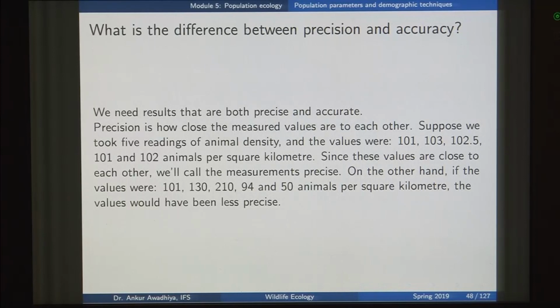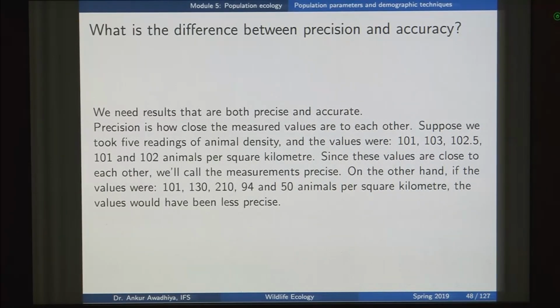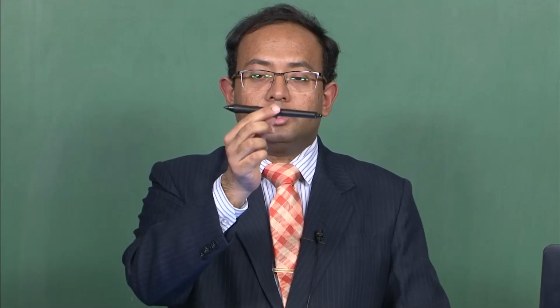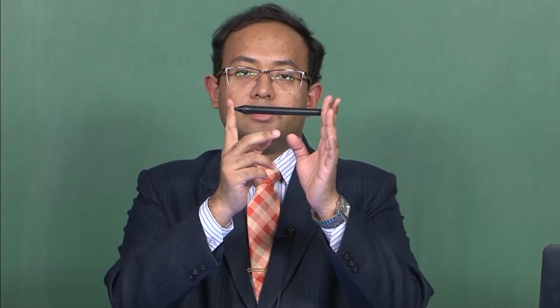And when we are talking about any of these measurements, it is important to note that we are interested in data that are precise and that are accurate. Now, what is the difference between precise and accurate? Suppose you went forward and you measured the length of this pen. Suppose those measurements were say 10 centimeters, 10.1 centimeters, 9.9 centimeters, 10.2 centimeters.